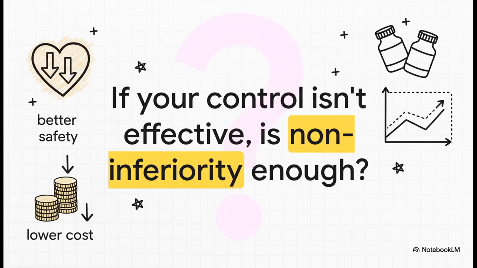And I'm going to leave you with this final thought to chew on. Your entire conclusion, your entire claim of non-inferiority rests on one giant historical assumption, that your active control drug is working just as well in your trial today as it did in all those old trials from years ago. If that assumption is wrong, if the constancy isn't there, then your entire trial might just be built on a foundation of sand, and that's something you really need to think about before you even begin.